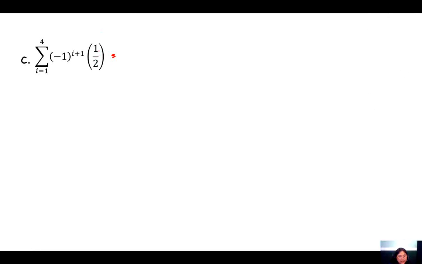By the way, class, this is a typographical error. This one is supposed to be I. So that one is I. If we are going to rewrite this, we have the sum from 1 to 4 of negative 1 raised to I plus 1, quantity, times 1 half I, or I over 2. Or we can rewrite this like this, 1 half I. How are we going to expand this? What property can we use?